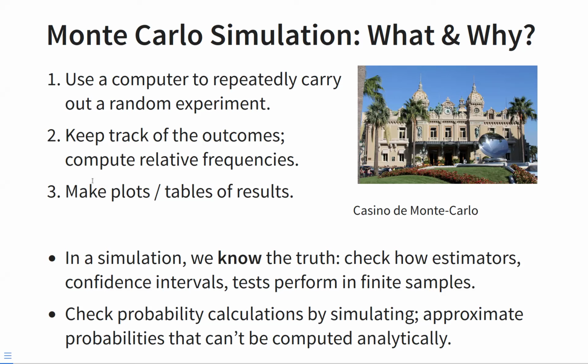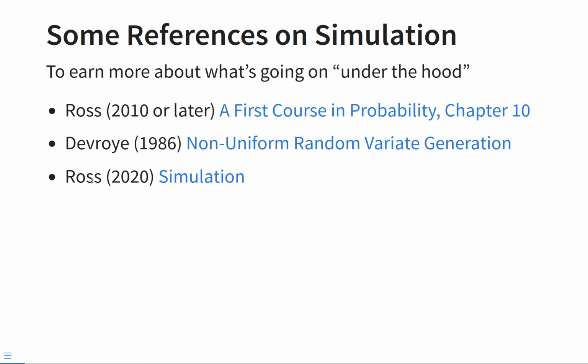We can also use Monte Carlo simulation to check probability calculations by simulation. Sometimes we can get an analytic result that's sufficiently complicated, we're not sure we've done it correctly, and a quick simulation can be very reassuring. Certainly, if the simulation does not agree with what you calculated by hand, you'd better go back and double check. We can also use Monte Carlo simulation to approximate probabilities that can't, in fact, be computed analytically.